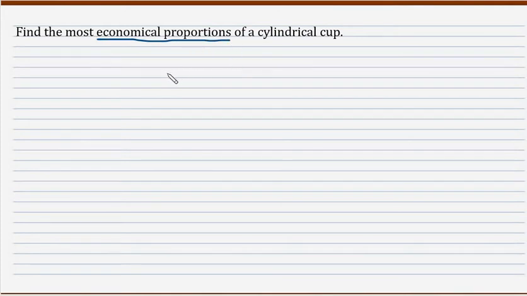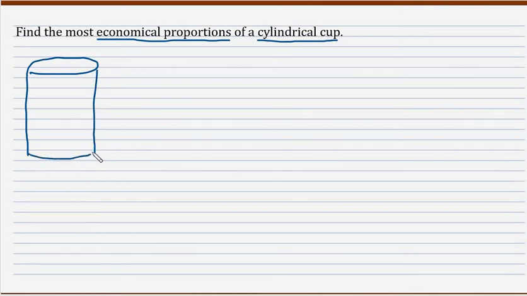It's actually called optimization. Here it is just a simple problem because it is a simple shape, a cylindrical cup, but in a real world situation that would be a more complex shape. So, a simple cylindrical cup. We draw here a cylindrical cup, and we want to find out the most economical proportion.